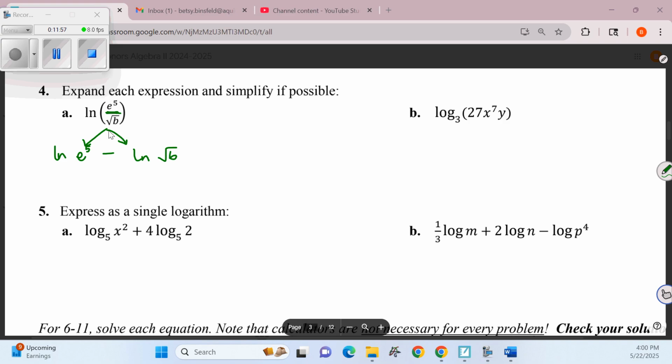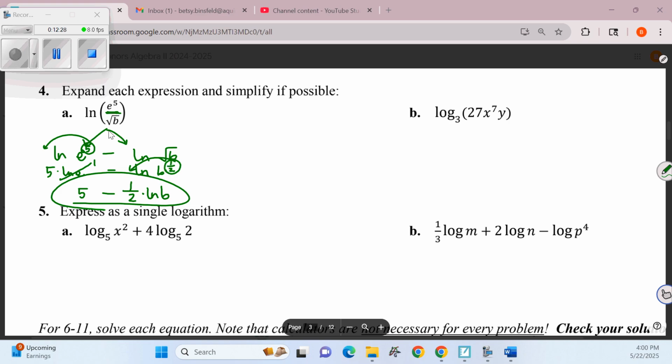So this whole thing over here, you could bring the 5 down front if you'd like. That's one way to see this. So 5 times the ln of e. Remember that the ln of e is equal to 1. So we really just end up with 5 over here. In the second piece, you could rewrite this as b to the 1/2 power, which allows us to bring that 1/2 power down front. So minus 1/2 times the ln of b. I think that's all the further we could go.